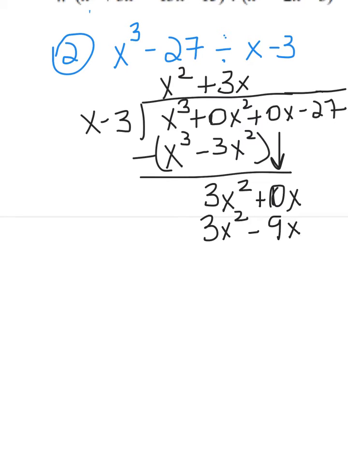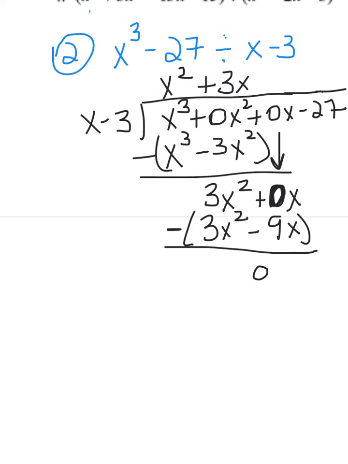Now that's not a 10, that's a 0. Okay, don't get confused about that. All right, so put my parentheses around there, put my minus sign in front, and I subtract. So 3x squared minus 3x squared is 0. 0, here we got it again, minus a negative. So this is going to actually be 0 plus 9.